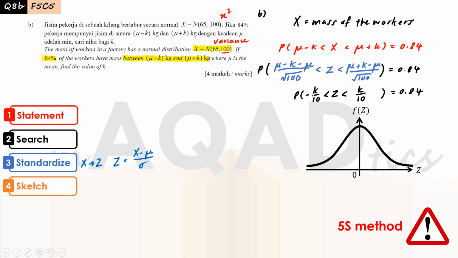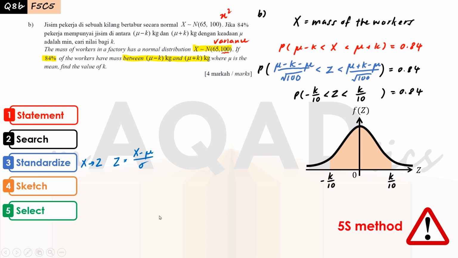Okay, so we can put a negative k over 10 and k over 10 at the sides of the graph, which is something like this. Again, these two values are actually the same, so we are going to start from the mean, or the y-axis here, and we sketch to the left and to the right. So this would be our sketched area.